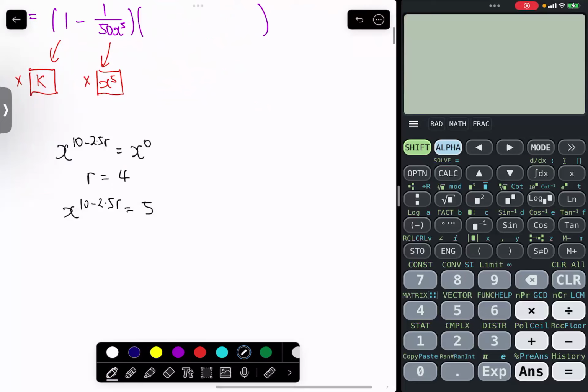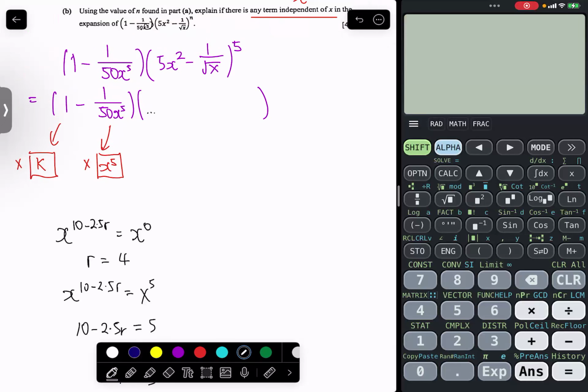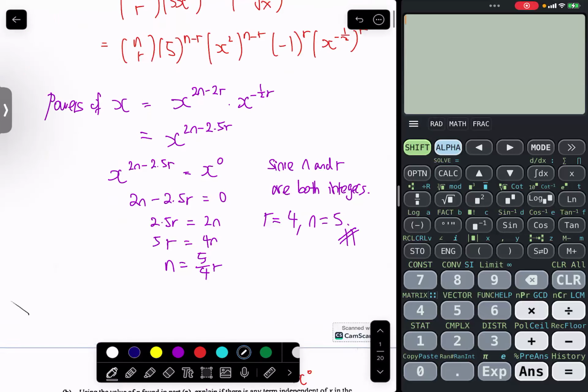that possible? Let's check. So x to the power of 5, sorry. So 10 minus 2.5r equals 5, 2.5r equals 7.5, r equals 3. So there is a term, which is term 4, by the way, that will give us x to the power of 5. Okay, so that means in this expansion, we are concerned with R4 and R5. Sorry, R4 and R3. R4 meaning term 5.